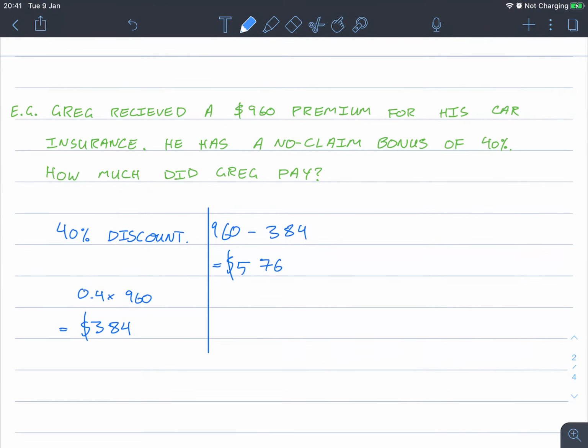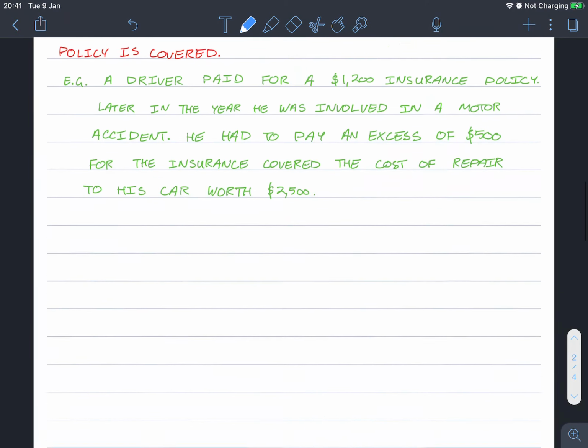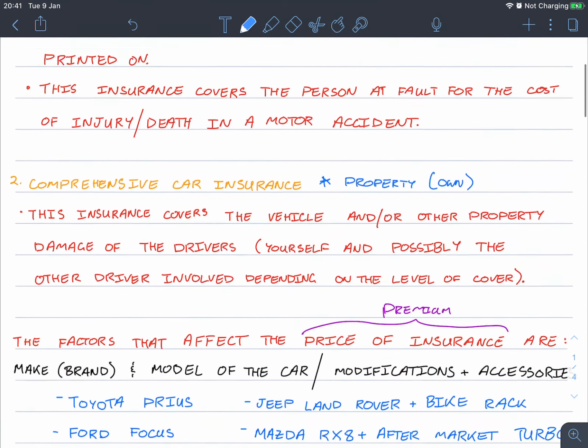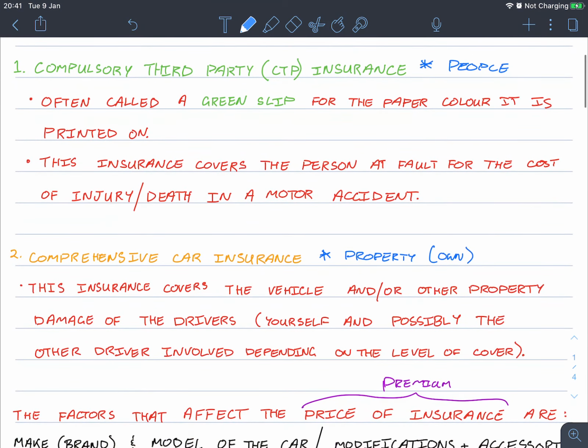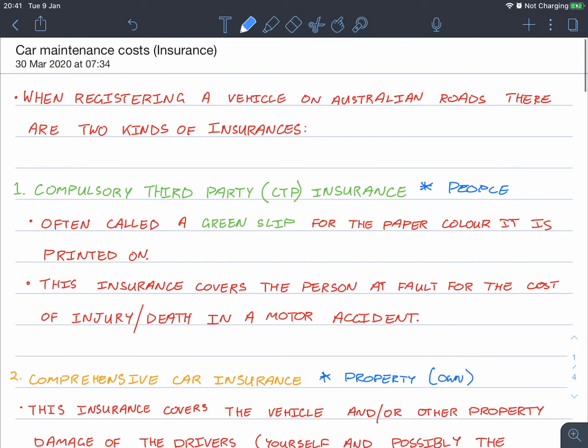I know there's not much calculations here, but I hope that gave you an insight into insurance, in particular compulsory and comprehensive car insurance.